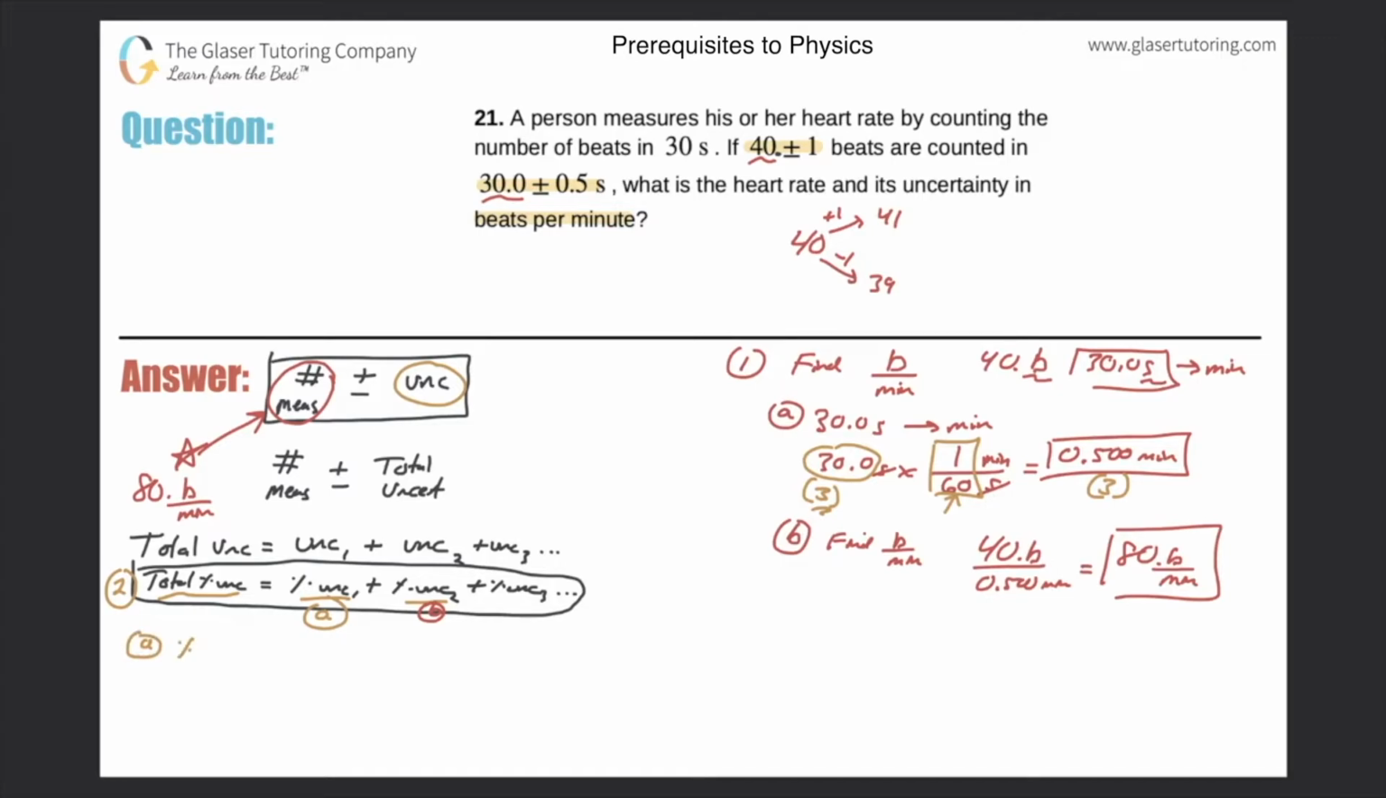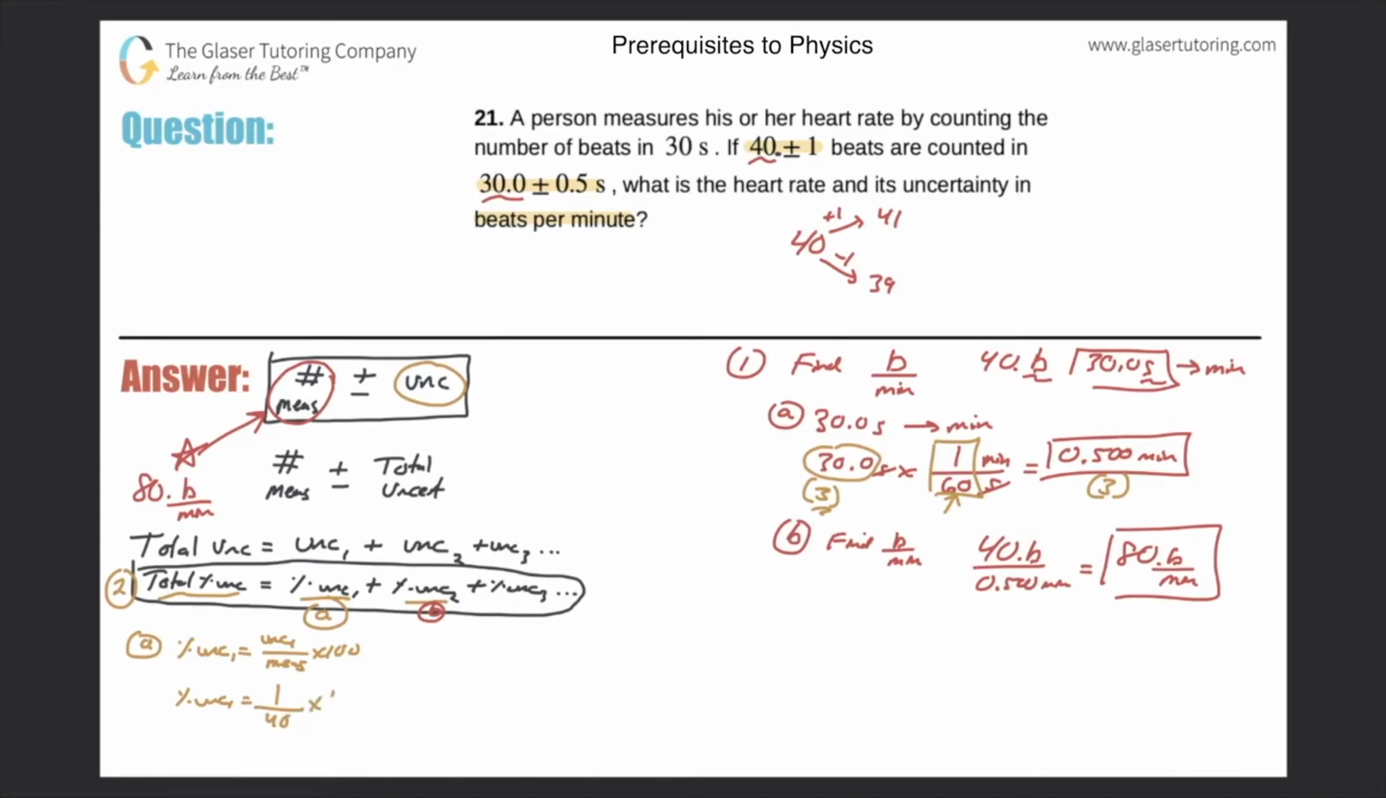Okay, so first, part A here. The percent uncertainty associated with measurement 1 should be equal to the uncertainty of measurement 1 divided by the measurement itself multiplied by 100. That's just the formula for percent uncertainty. The beats is what I'm considering measurement 1. You could have done the seconds or the minutes first. It really doesn't matter, but just use what's given in the problem. So the uncertainty associated with measurement 1 was 1, and the measurement was 40.